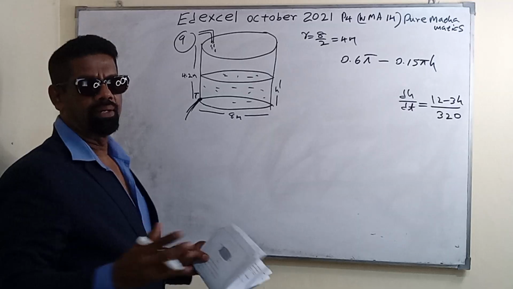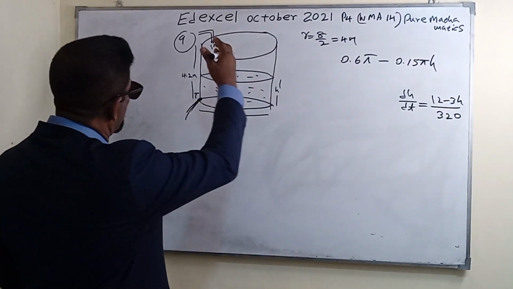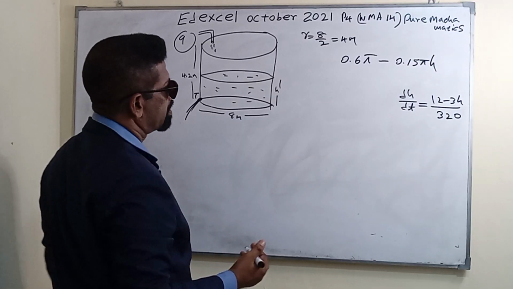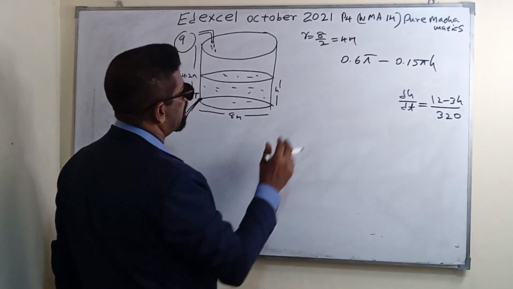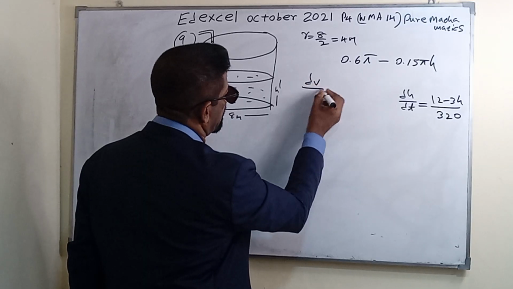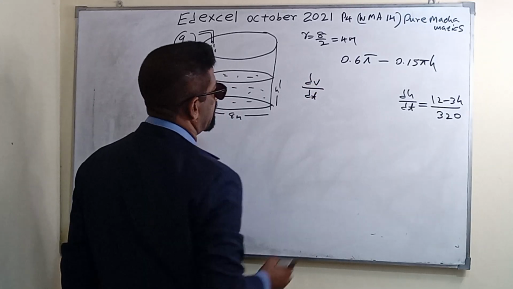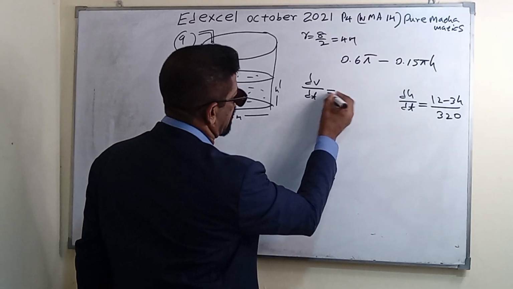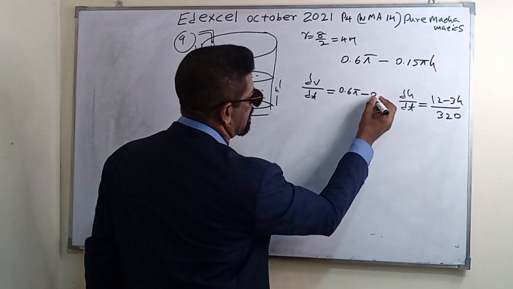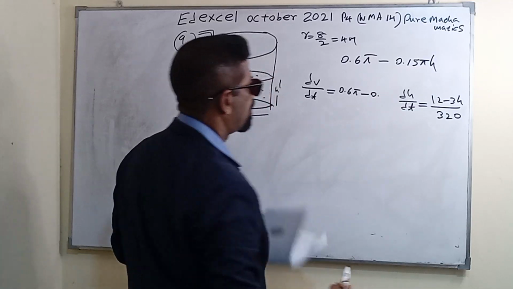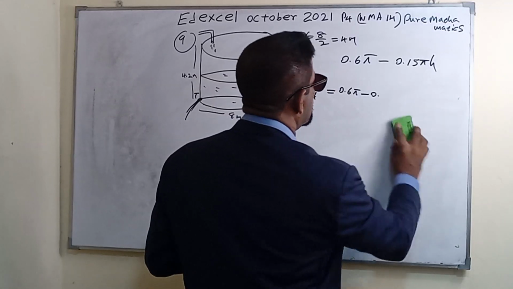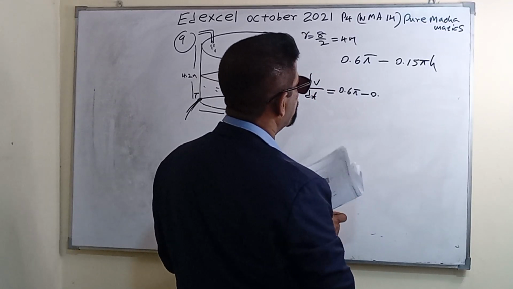We know that water comes in at a constant rate and leaks out at a rate depending on h. So dV/dt equals 0.65 minus 0.15h.